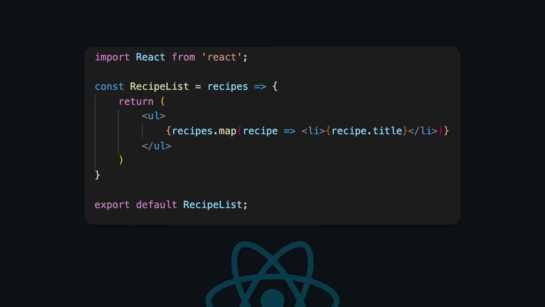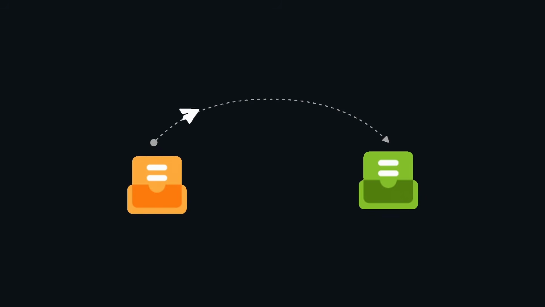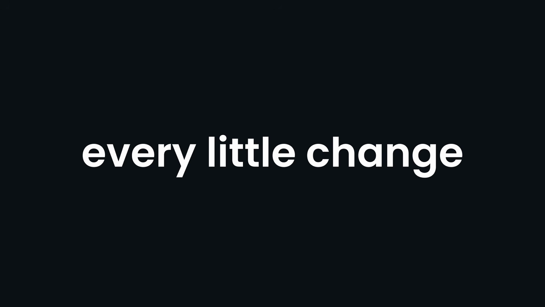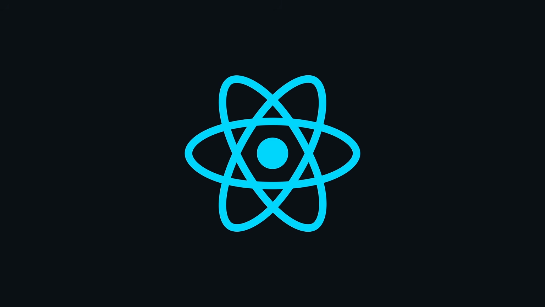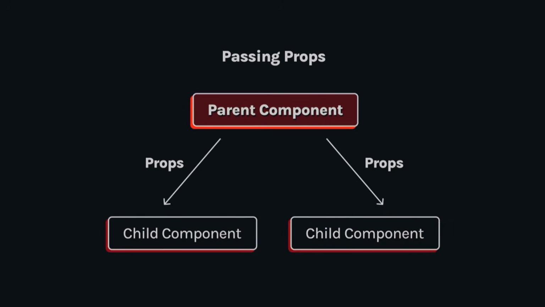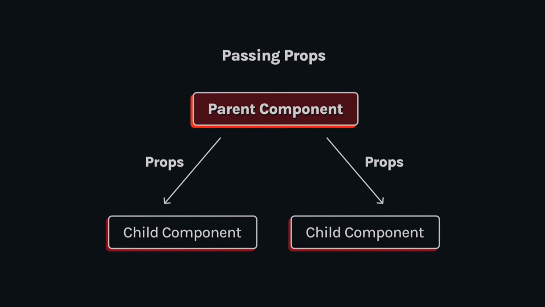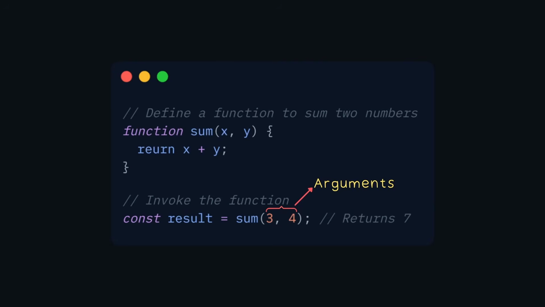But writing components is not enough. Sometimes we want to pass data from one component to another to display something specific and not create multiple similar components for every little change. And we can do that through props. In React, props, short for properties, are a way to pass data from one component to another. You typically do it from a parent component to a child component. Think of props as arguments you pass to a function.